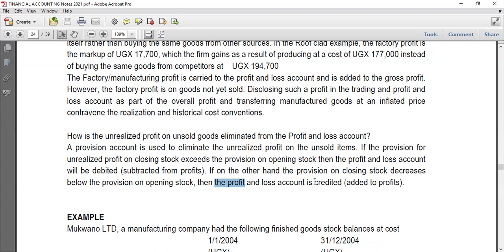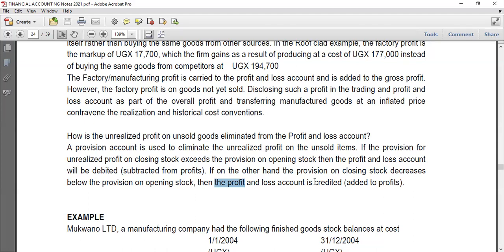This is very similar even when it comes to provision for bad debts, those that followed through. We also say that, of course, if the provision you started with and the provision you're ending with, if you compare the two and the provision you're ending with is higher, it means there is an increase in, let's say, provision for bad debts. It means that you have to debit your P&L. So it's the same principle. And we are saying that alternatively, if at all your provision on closing inventory has decreased compared to the provision that you started with, then you should credit.